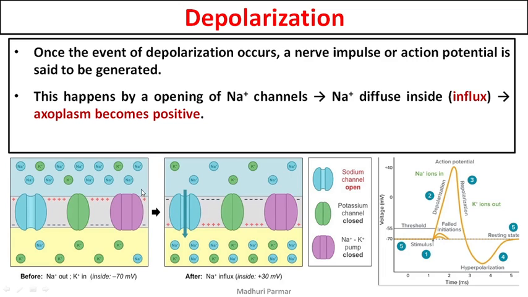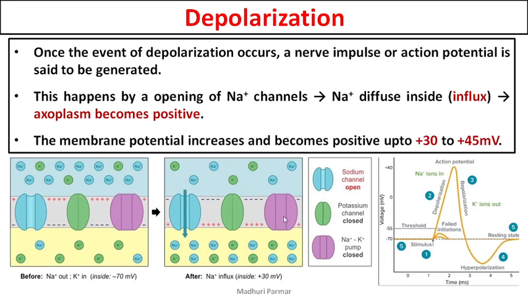There is change in this charge difference. Okay, पहले बाहर positive अंदर negative था, अभी depolarization के बाद और after this sodium ion diffusion, अभी बाहर negative हो गया अंदर positive हो गया. Clear? Okay. The membrane potential increases. Increases क्यों लिखा है? Because from minus it will be going up. Okay, it will be going towards positive side. It increases and becomes positive up to +30 or +45 millivolt.